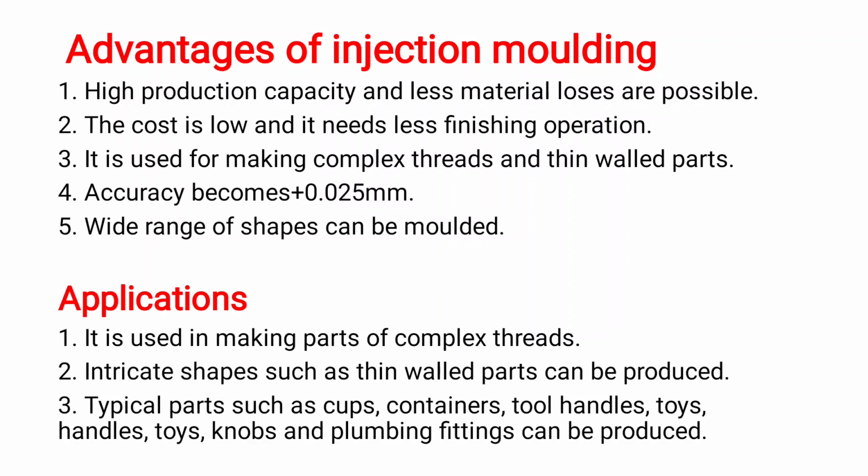Advantages of injection molding: high production capacity and less material loss are possible. The cost is low and it needs less finishing operation. It is used for making complex threads and thin walled parts. An accuracy of 0.25 mm can be attained. A wide range of shapes can be molded.